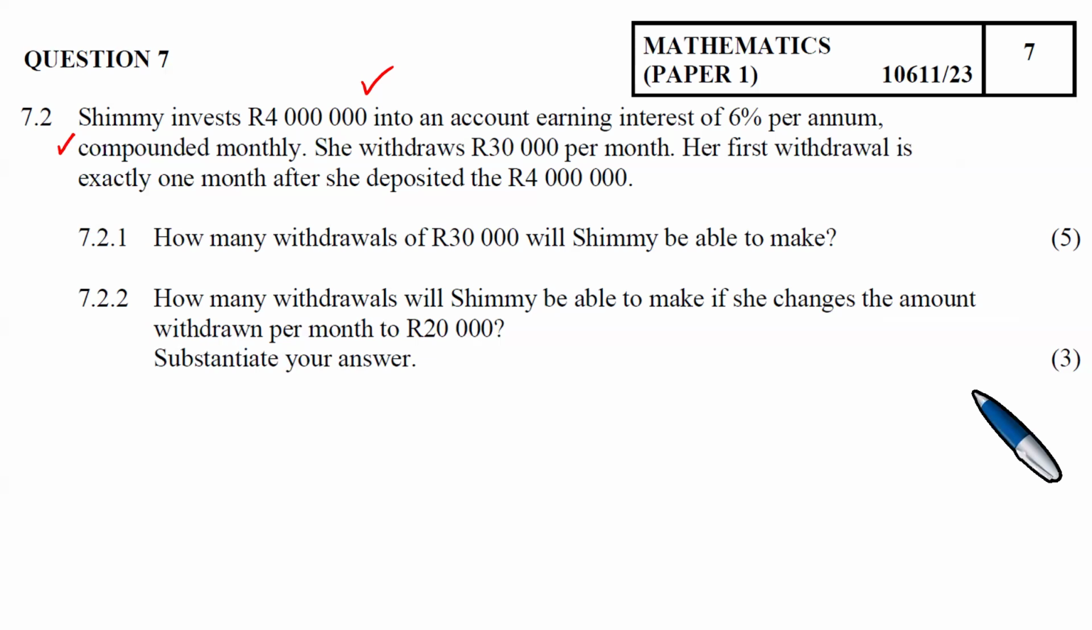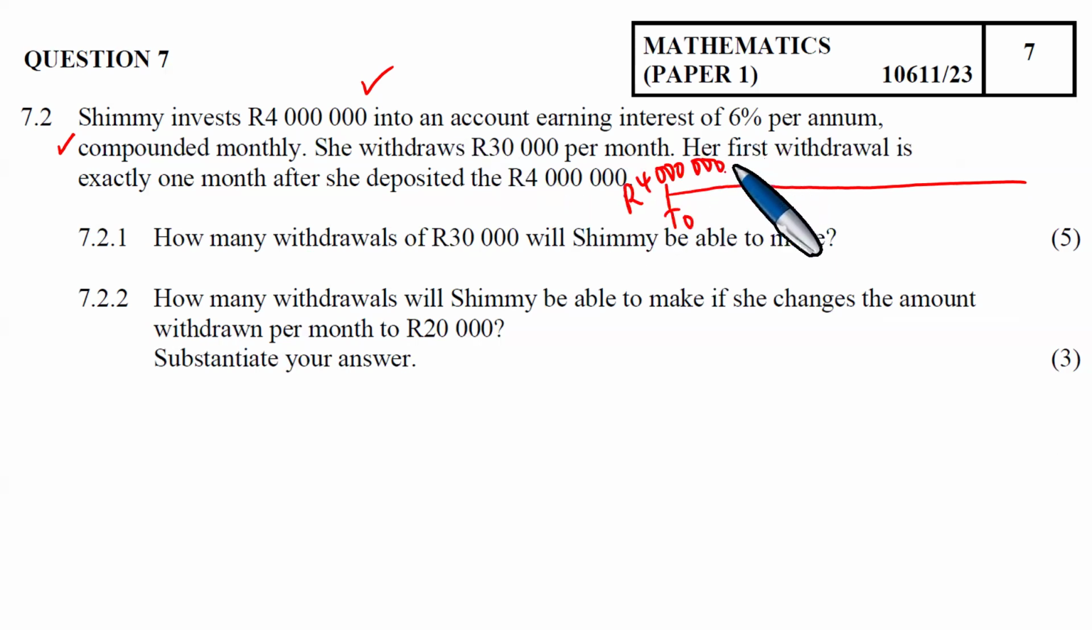So now, there is a very interesting thing here. Shimi invests at time zero 4 million into an account earning interest of 6% per annum, compounded monthly. And she withdraws 30,000 per month. Her first withdrawal is exactly 1 month after she deposited the 4 million. So now there is time one and there is a withdrawal of 30,000 Rand, 1 month after. Another withdrawal of 30,000 Rand, and another withdrawal of 30,000 Rand. It goes on, and she keeps withdrawing money.